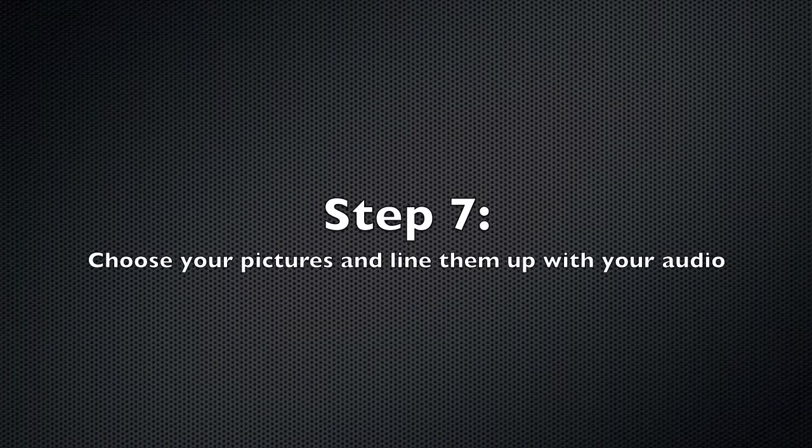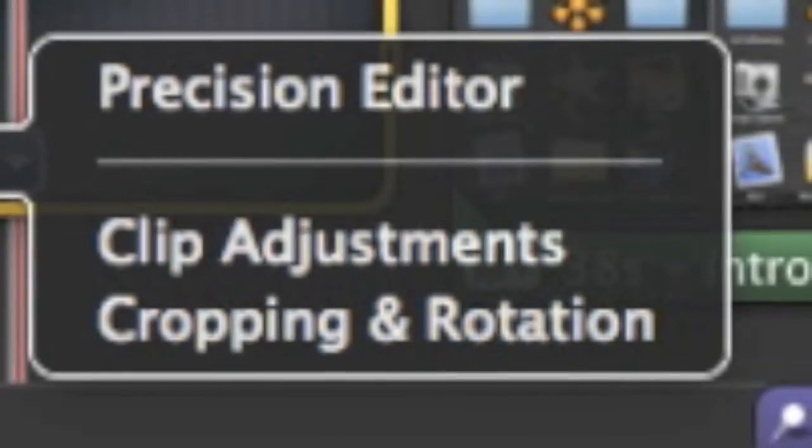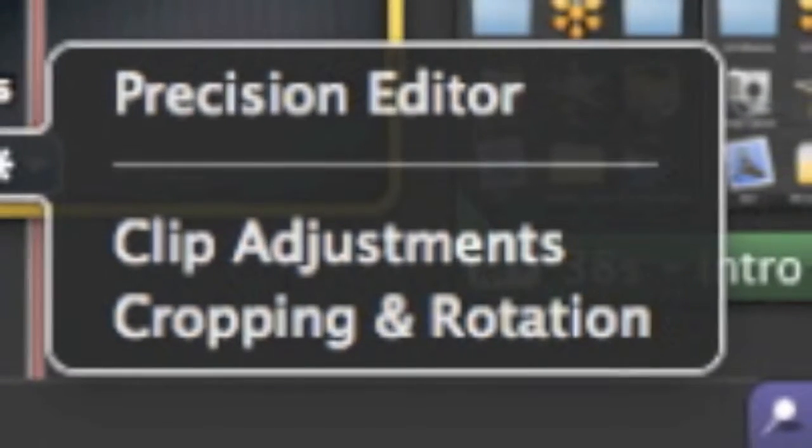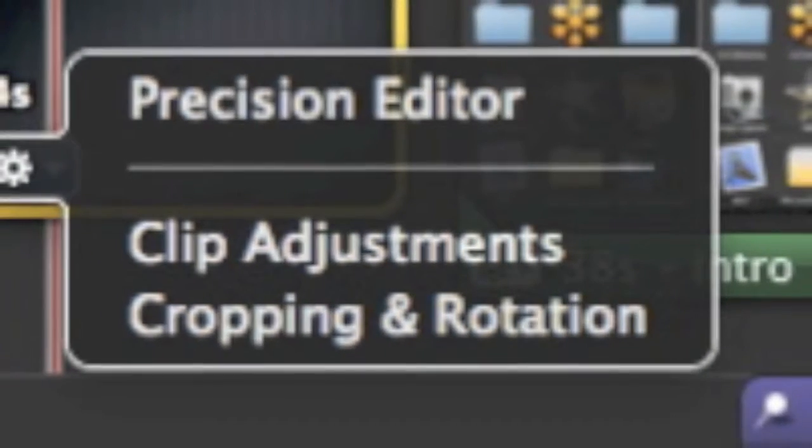Step number 7 is the most time-consuming part of your video presentation. This is the step when you'll choose your pictures and line them up with your audio. You line your pictures up with your audio by choosing the amount of time that you want each picture to stay on the screen. You can check on your progress by pressing the space bar.